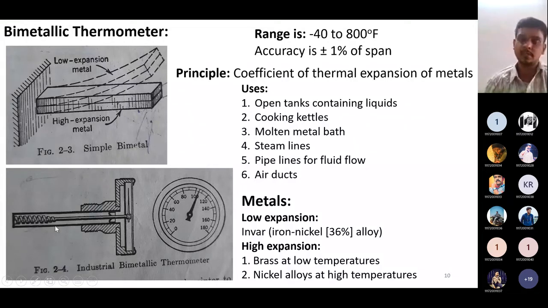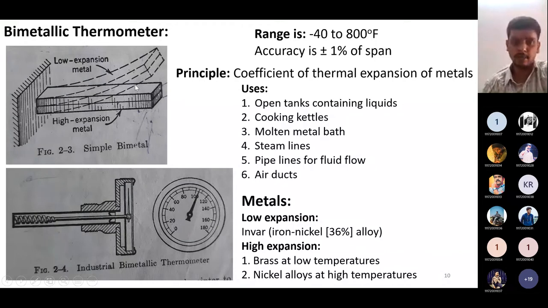Almost wherever we can use the glass filled thermometer, the mercury glass filled thermometer, the uses will also be the same for this particular type of thermometer, the bimetallic thermometer. So open tanks containing liquids, cooking kettles, molten metal baths, steam lines, pipelines for fluid flow, air ducts, everything.